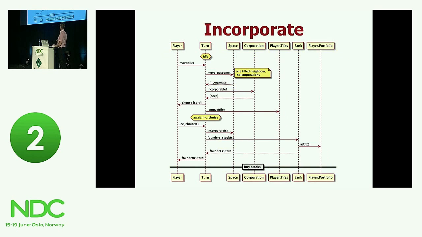There. Good. Then if you want to incorporate, it gets a little more complicated. The rules about incorporation are actually a little more complicated. So you make a move, and you ask for the move outcome, and you have at least one filled neighbor, but no corporations around that space. So you tell the turn back, this would result in an incorporation on this space. Good? The turn says, okay, then it asks the corporation, is it possible for me to incorporate here?